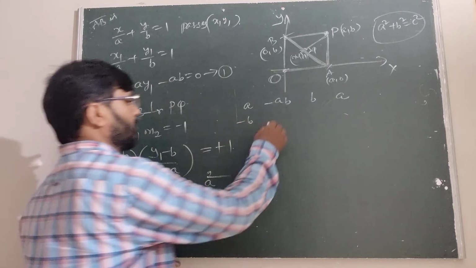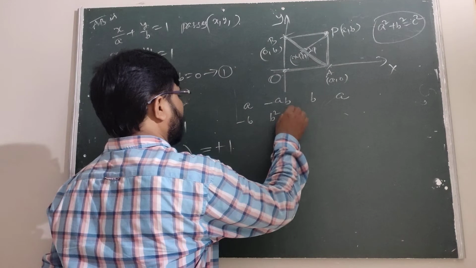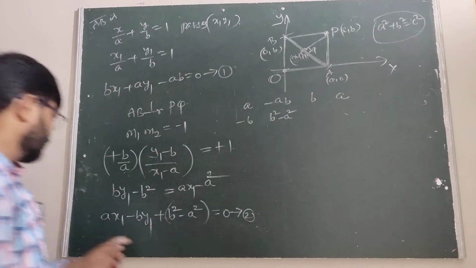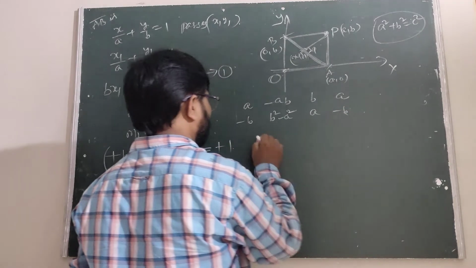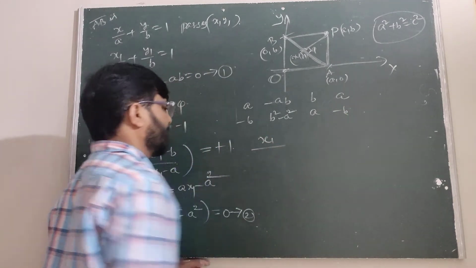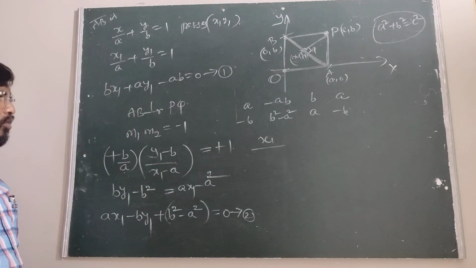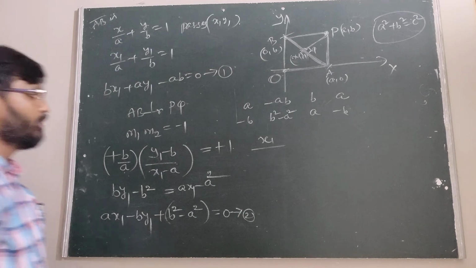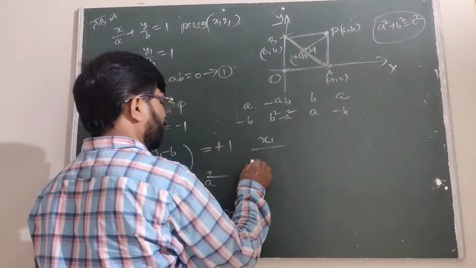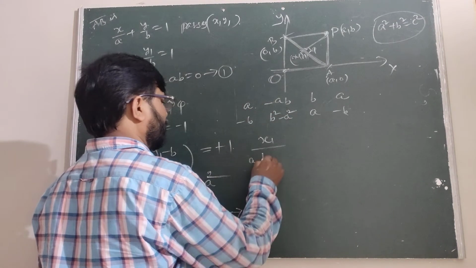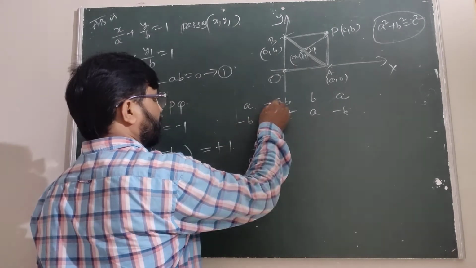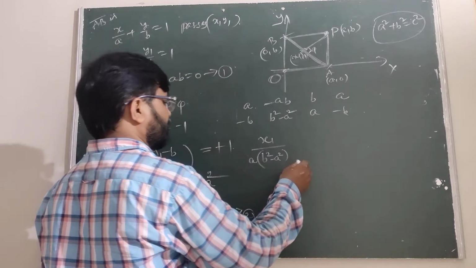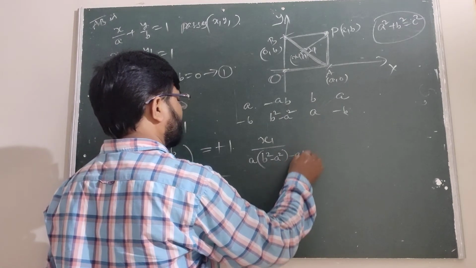This is b square minus a square. Now this is the a, and finally minus b. Now we can write x1 by, is it clear? We can write x1 by, what is this one? We can take the common a, b square minus a square. Minus into minus is plus, so we can write minus ab square.